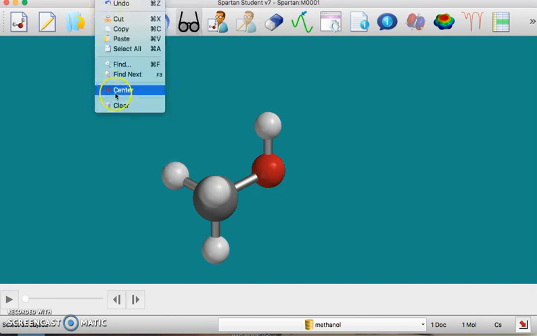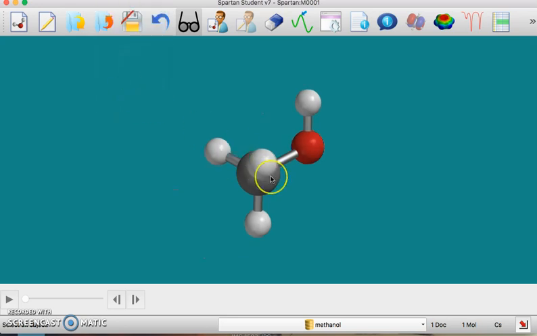I can center it. So if you somehow lose the molecule in the page, it goes way off in the left corner and you can only see it if it's super tiny, you can click on center and it'll put the molecule back in the center. That's helpful.